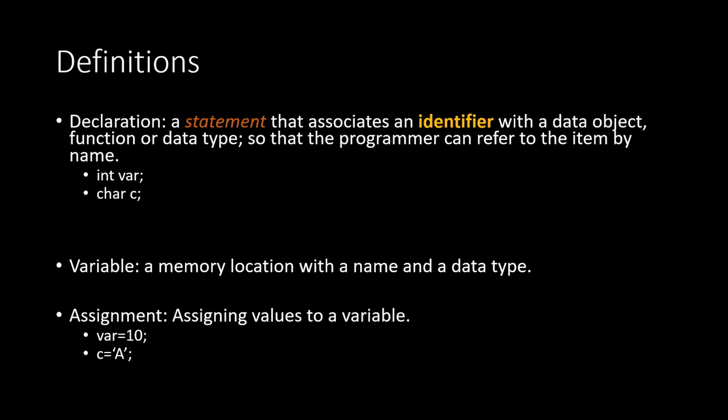Now, these things I have already discussed in the last video. The first step when we create a variable is variable declaration. If you think of a proper definition for the declaration step, it is a statement that associates an identifier with a data object, a function, or a data type so that the programmer can refer to the item by name.